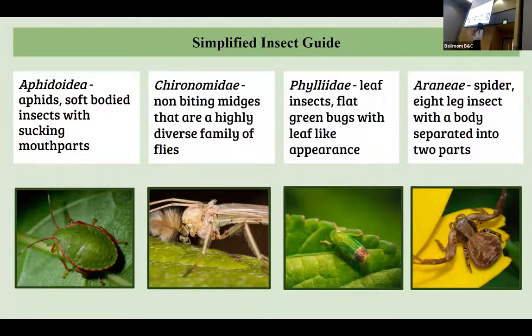So this is the simplified insect guide so that it will help out with the data later on. Aphidoidea, which are also called aphids. These are soft-bodied insects with sucking mouthparts. And Chironomidae, which are non-biting midges, a highly diverse family of flies. And Phyllidae, which are leaf insects, and they're flat green bugs with a leaf-like appearance. And Araneae, which are spiders, and they're 8-legged arthropods with a body divided into 2 parts.